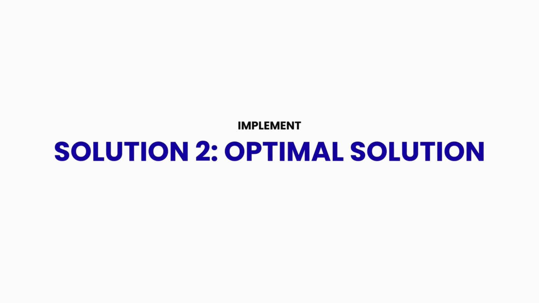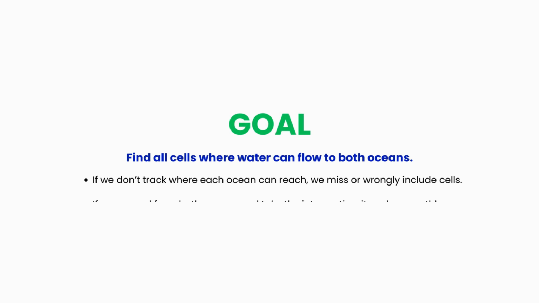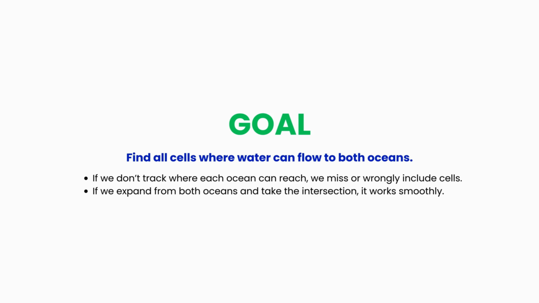Let's walk through this solution. The main goal here is simple. Find all cells where water can flow to both the Pacific and Atlantic Oceans. If we don't correctly track where each ocean can reach, we'll miss or wrongly include cells. If we correctly expand from both oceans and take the intersection, everything works smoothly.